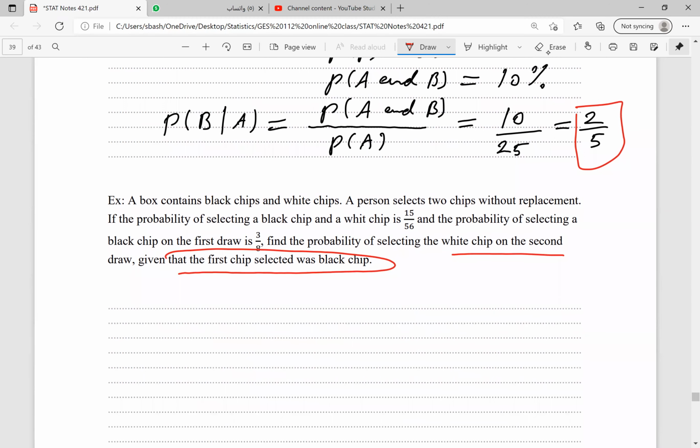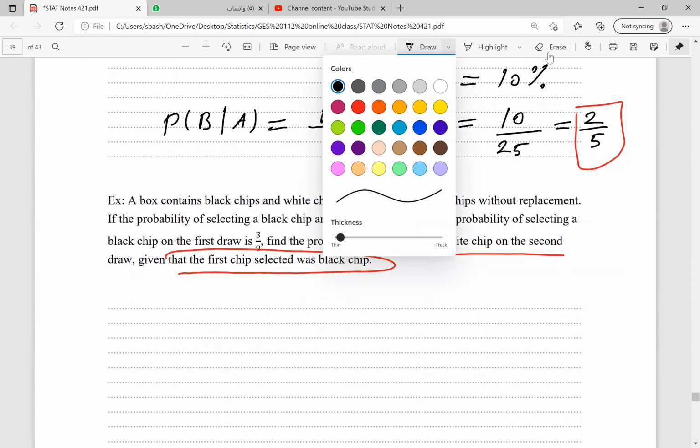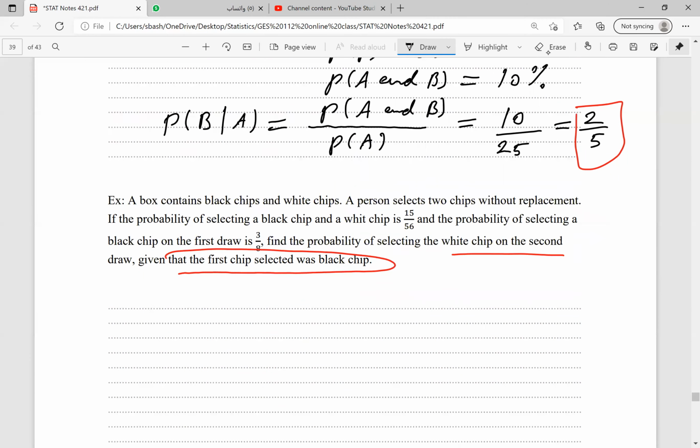So let's say I have A, the first event, select a black chip.